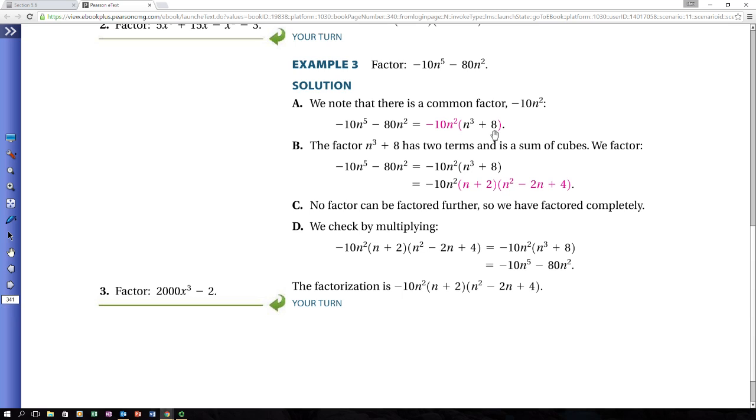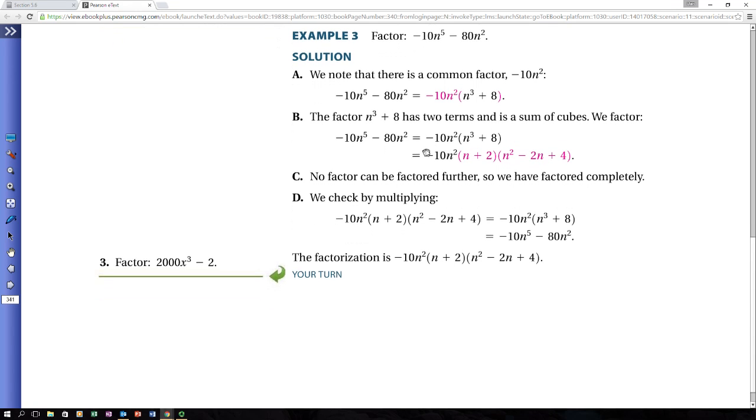You might miss that this number really is a perfect cube, but if I prime factor 8, I get 2 times 2 times 2, or 2 to the third power. So really I have n cubed plus 2 cubed. Hey, that's a sum of cubes. I can use a pattern and factor that. Then I check this.